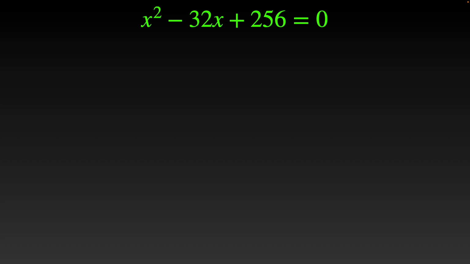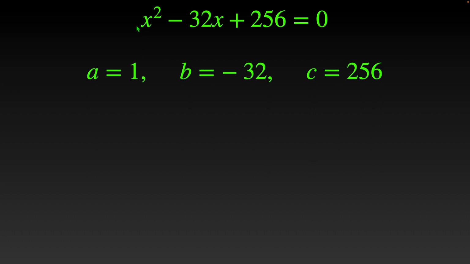Here we have the following quadratic equation: x squared minus 32x plus 256 is equal to 0. First, let's identify a, b, and c. A is 1, that's the number in front of x squared. If there's no number, that means it is 1. B is the number in front of x, so in this case, negative 32. C is the constant. In our case, it's 256.